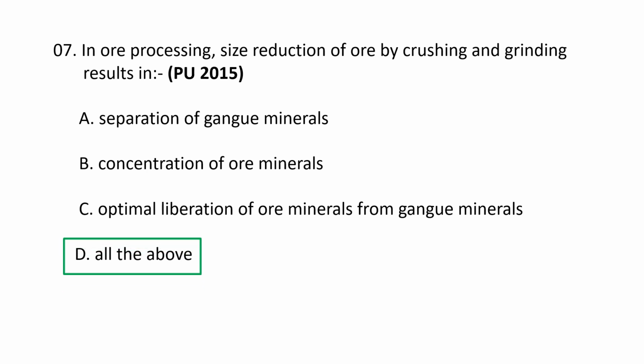In ore processing, reducing the size of ore through crushing and grinding primarily enables mineral liberation, and it facilitates the subsequent concentration and separation processes. This process prepares the ore for further steps like flotation or gravity separation by allowing valuable minerals to be distinguished from the surrounding waste rock. So in ore processing, size reduction of ore by crushing and grinding results in all these processes: separation, concentration, and the liberation of ore minerals from gangue. So that's why D is the correct option.